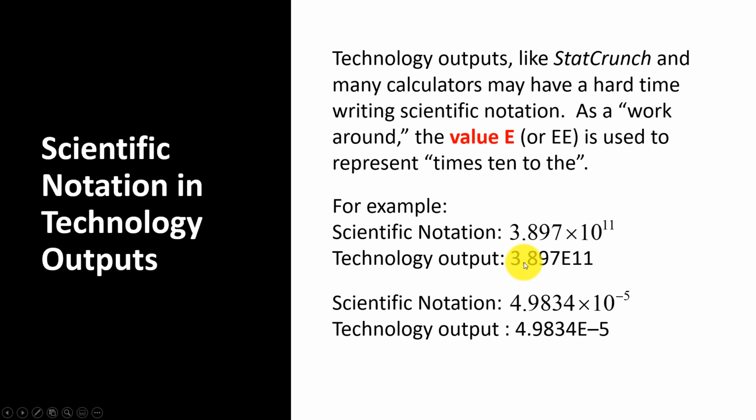So if we move this 1, 2, 3 places, we would have to add 8 more zeros for this number to put it in standard form.